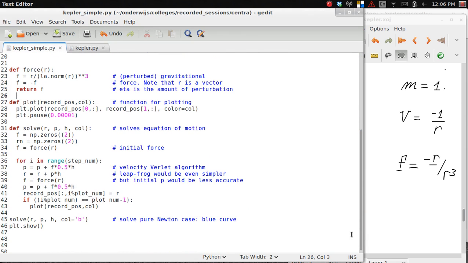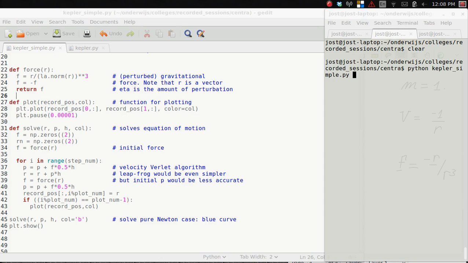Then the actual solution takes place in this part of the program, and it's done in the so-called velocity-Verlet algorithm, which I will not go into in detail, but it's a very simple and accurate way of solving equations of motion. Of course, the part which really determines the shape of the orbit is the call to force. If I would change the force, I get different motion. And so it is interesting to see what we get from this program.